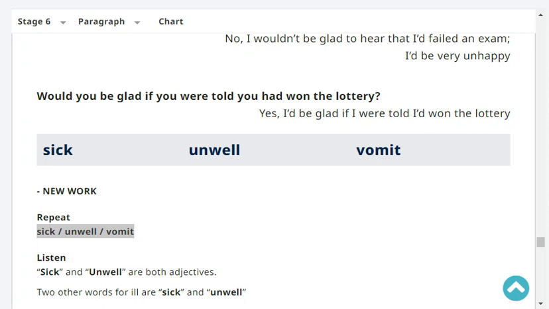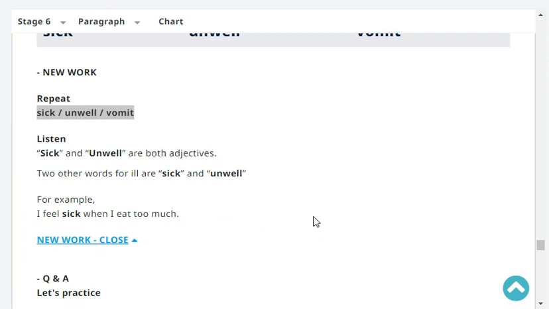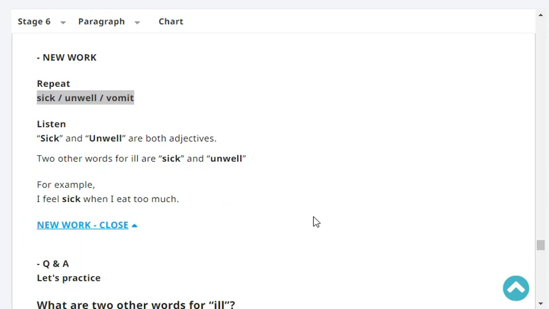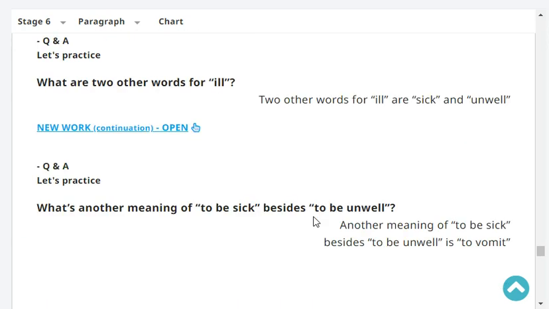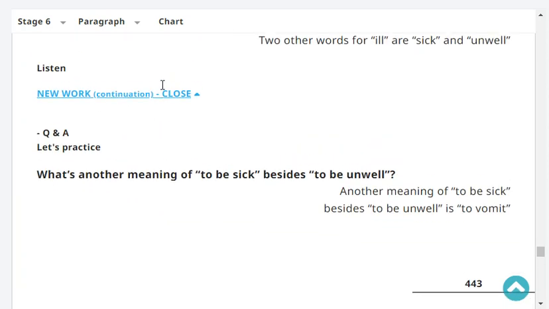Sick and unwell are both adjectives. The two other words for ill are sick and unwell. For example, I feel sick when I eat too much. Let's practice. What are two other words for ill? Two other words for ill are sick and unwell. Very good.